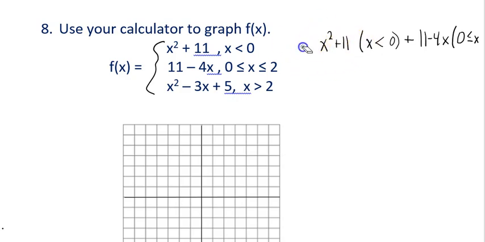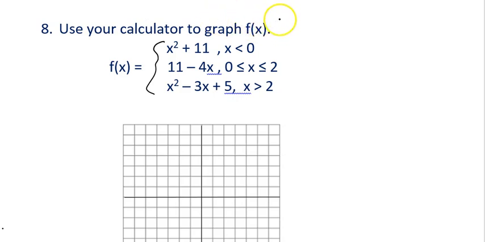Okay, so we're going to do number 8 on the calculator, and we are going to make sure everybody has the same window. Because these go up to 11, let's make your y max go up to 20, just so you can see it. So your x min should be negative 10, your x max 10, your y min negative 10, and your y max 20.